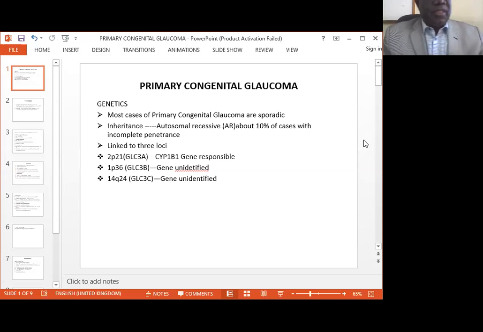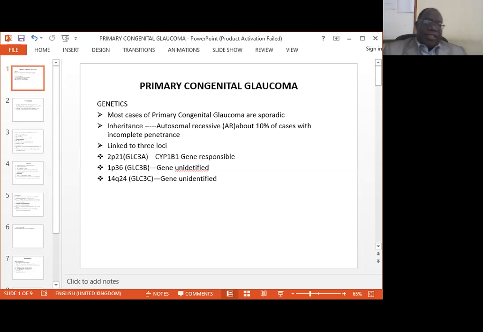Ladies and gentlemen, let's proceed to our last section of today's lecture. We'll look at primary congenital glaucoma. Congenital, normally you are born with glaucoma, or if you are not born with glaucoma, within the first few months of your life, you will start exhibiting signs of glaucoma.